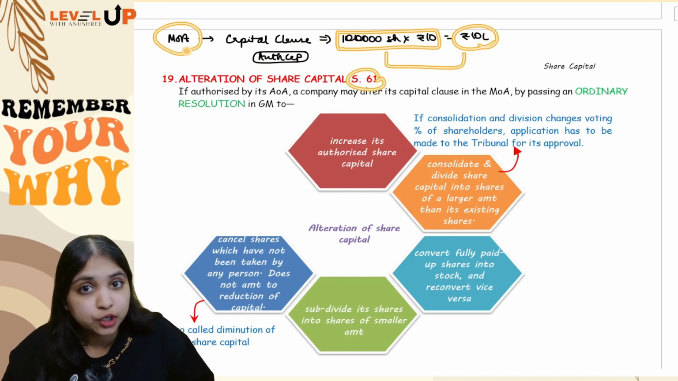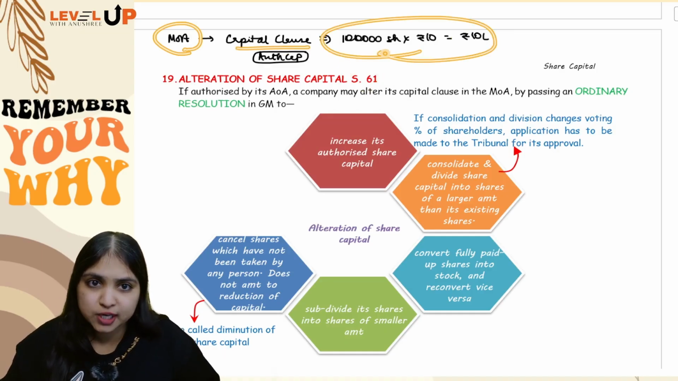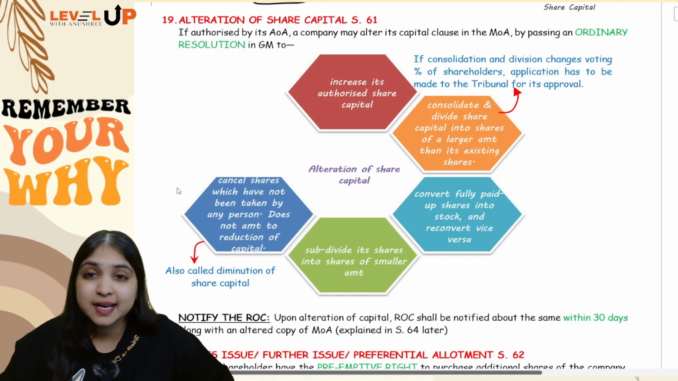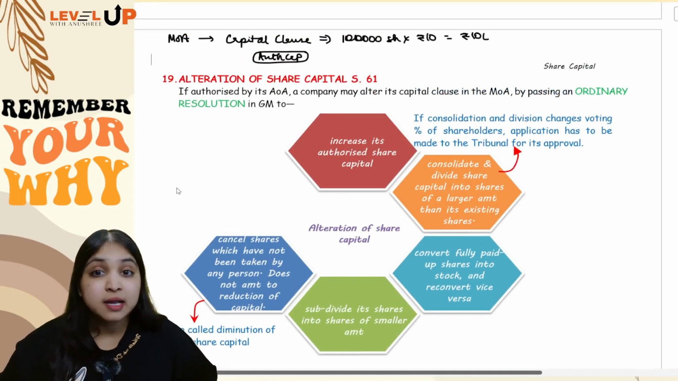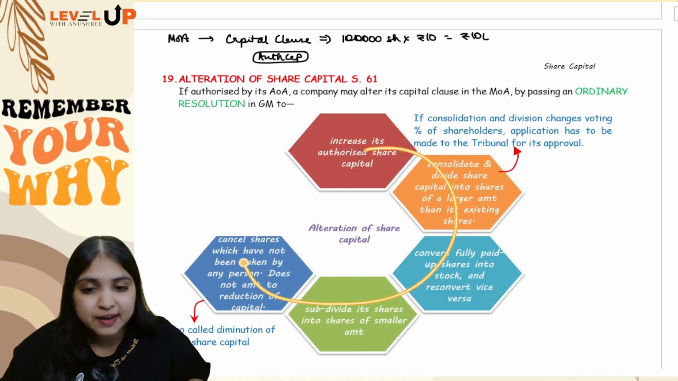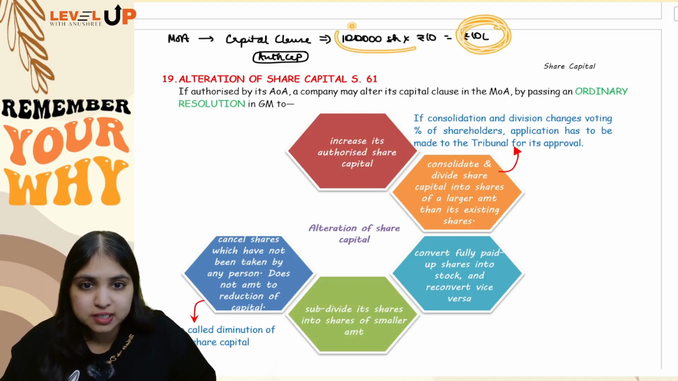Any other change you want to do in MOA, an SR is required to be passed. But the capital clause, if you want to change, only an OR, ordinary resolution, is required. With this basic understanding, now let's dive into section 61. There are totally 5 situations only when section 61 will apply. In all these 5 situations, the point will be common. Either this number will be changing or this breakup will be changing.